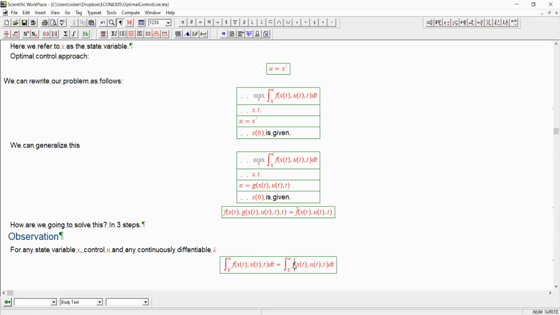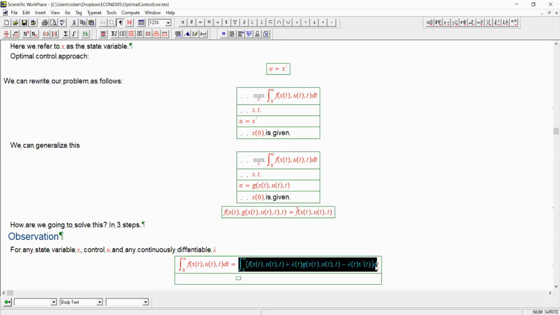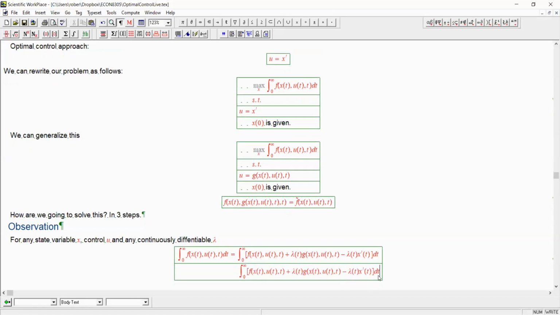That must be equal to the following expression: f itself, the integral over f itself, plus lambda times g minus lambda times x prime. The reason this has to be true is because this minus this equals 0 by definition. Now let's rewrite this by separating out the last term from the others.